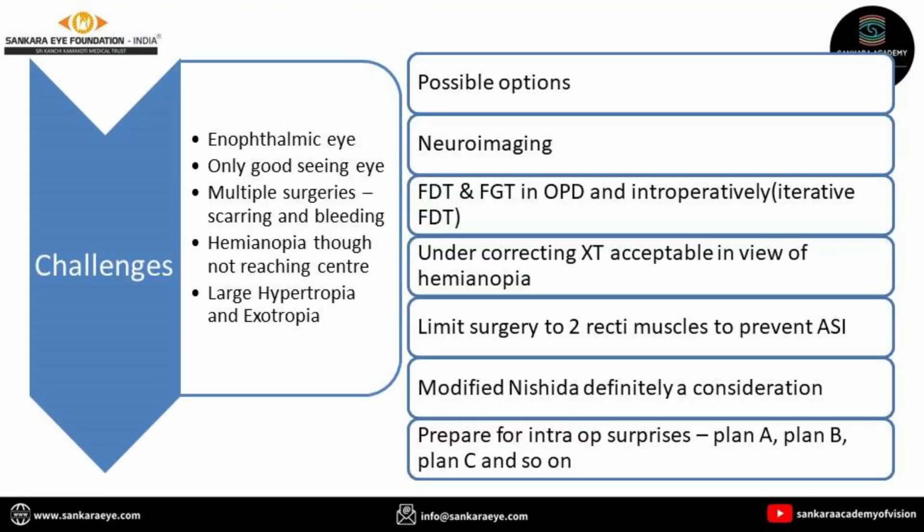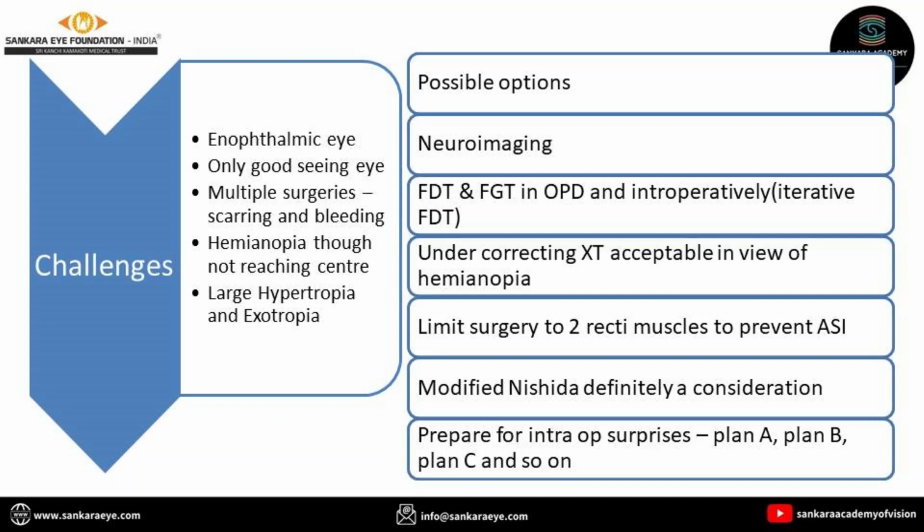So to summarize, the challenges in this case were the left eye being enophthalmic and being the only good seeing eye. The patient had undergone multiple surgeries, so there was a risk of scarring and bleeding. The hemianopia, though not reaching the center, came with a large hypertropia and exotropia.